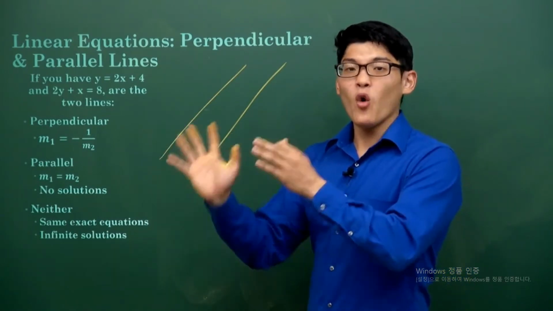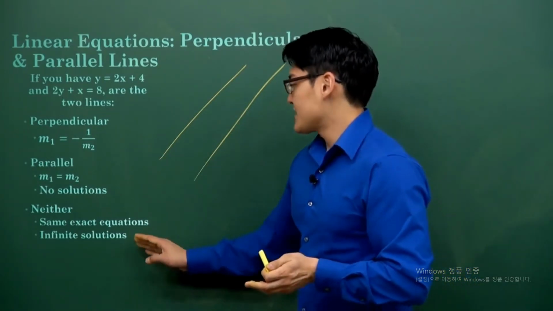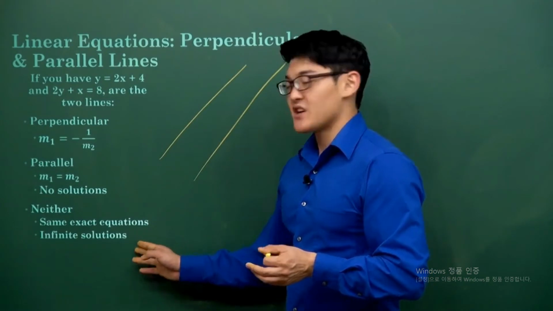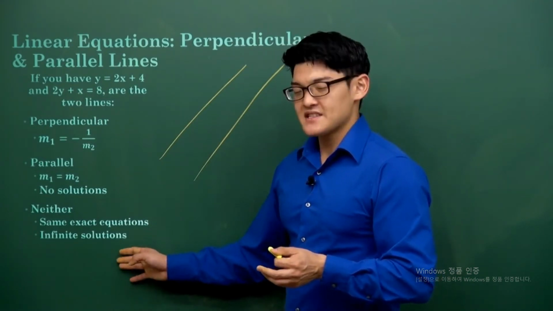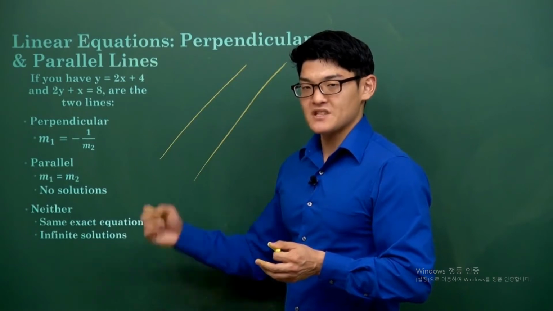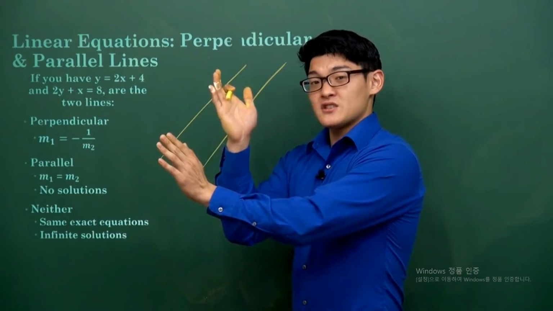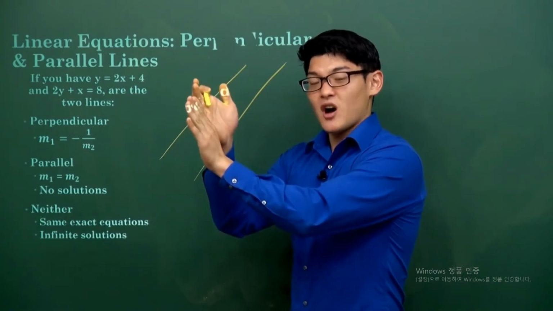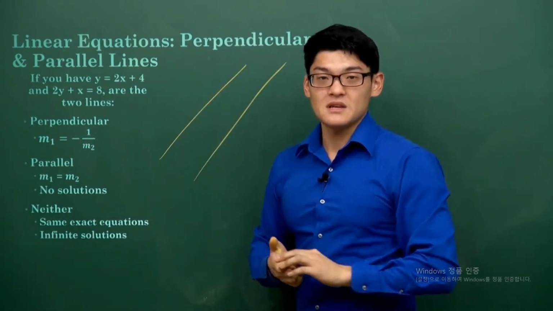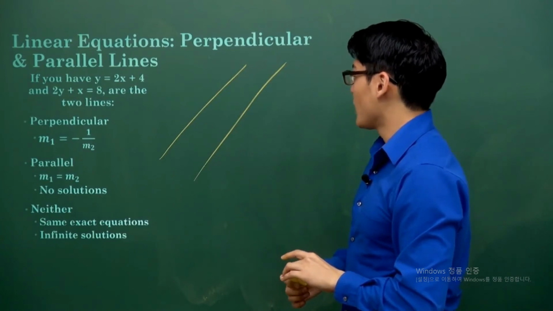So all that, or another option is that they're the same exact equations. They're infinite solutions. And that's the time that you have to just keep in mind that it'll be infinite solutions, because if they're the exact same lines, they will be on top of each other. So keep that in mind as well.